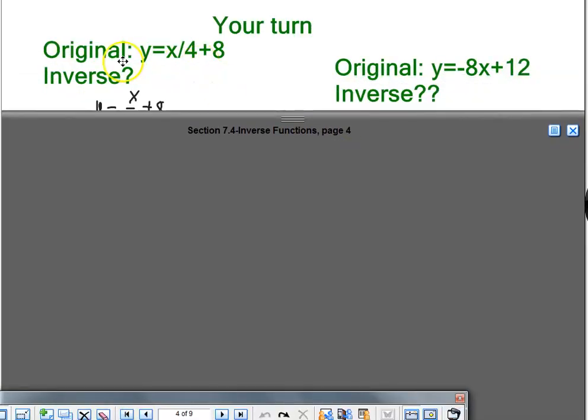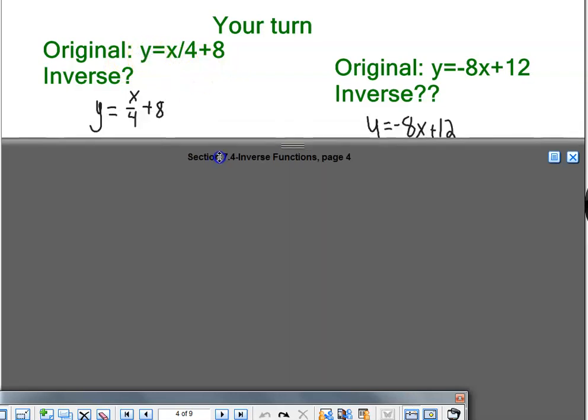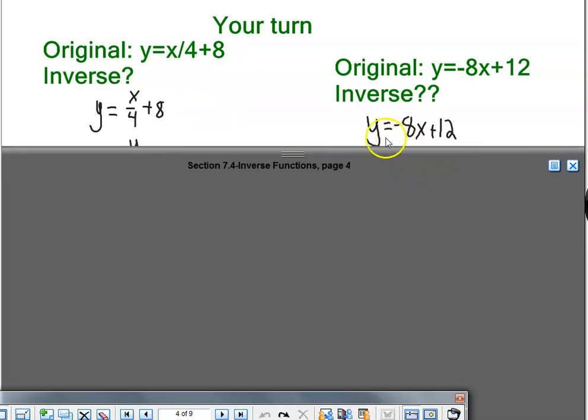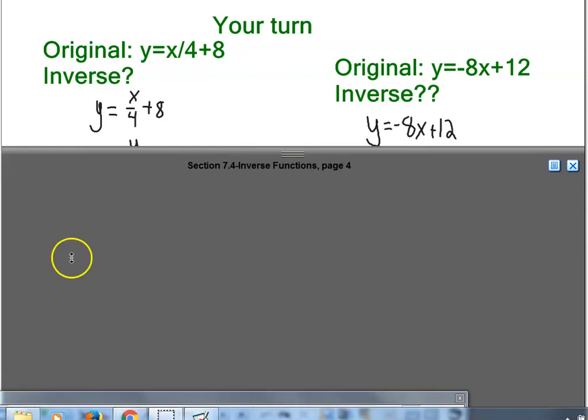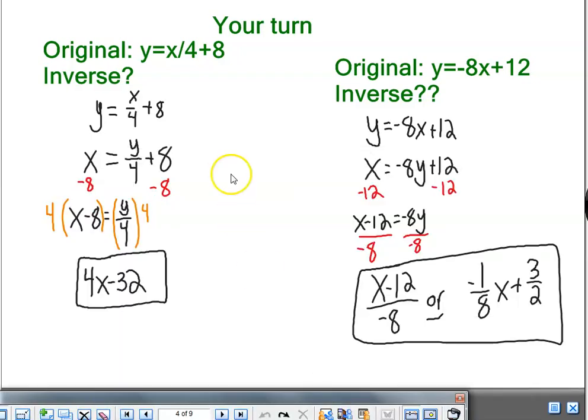I have the original problems as y equals, in this case, (x plus 4) over 8, and y equals negative 8x plus 12. Try these on your own. I'll give you a few minutes here. Give them a whirl. So, let's look here. Here is how you do these.